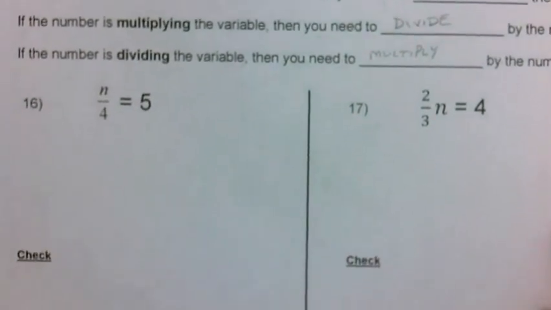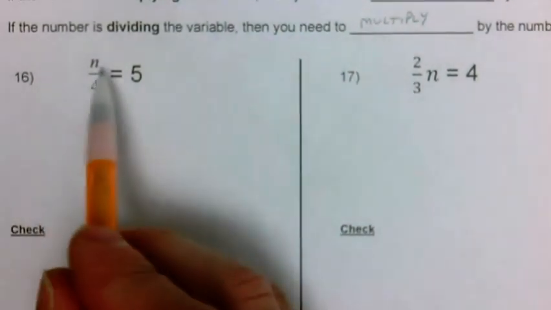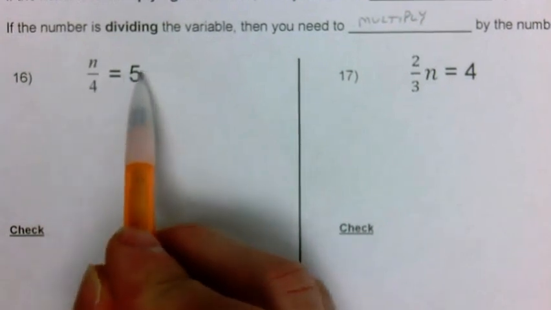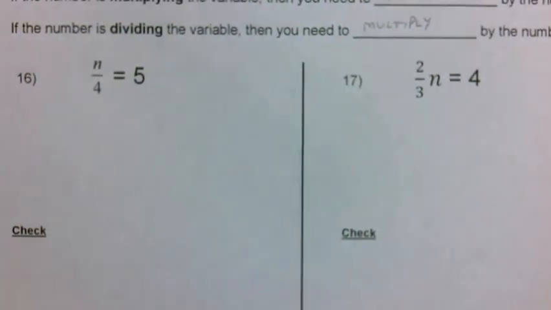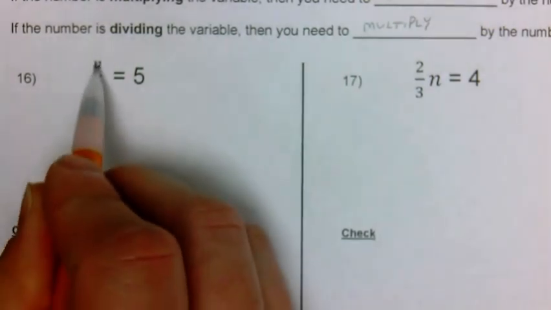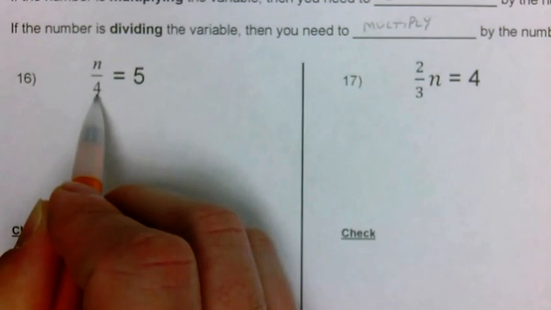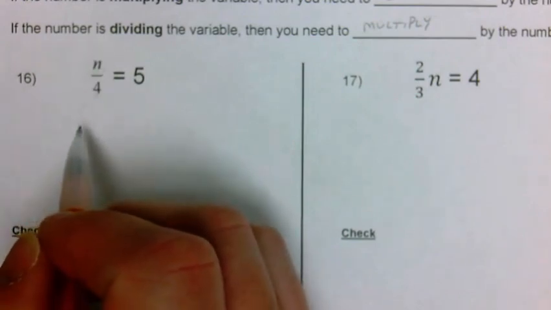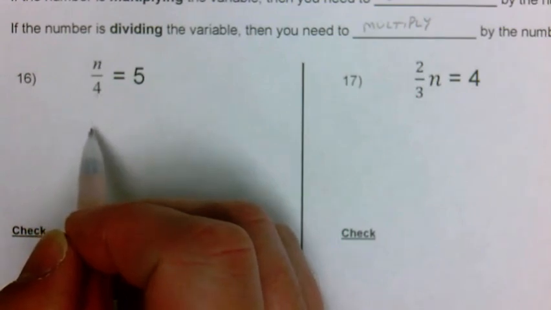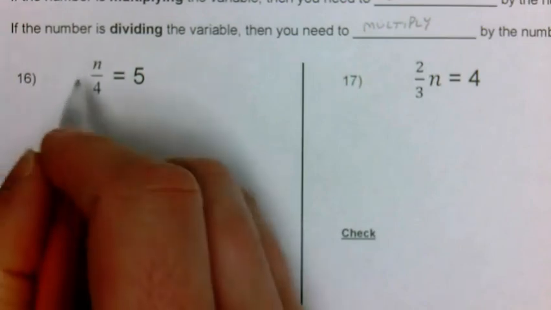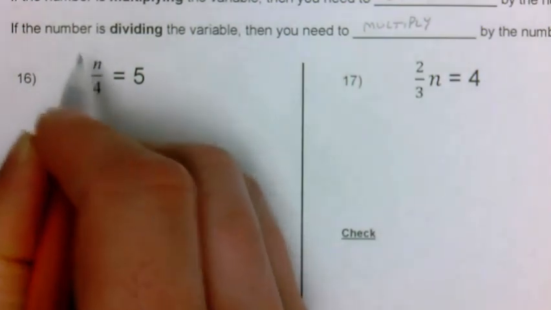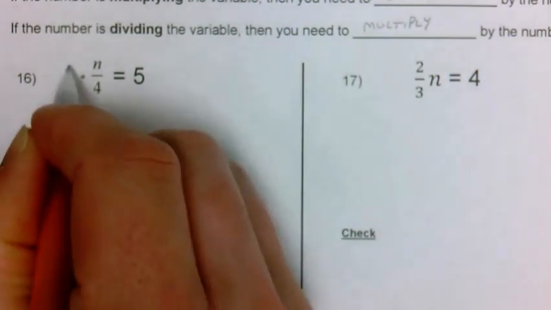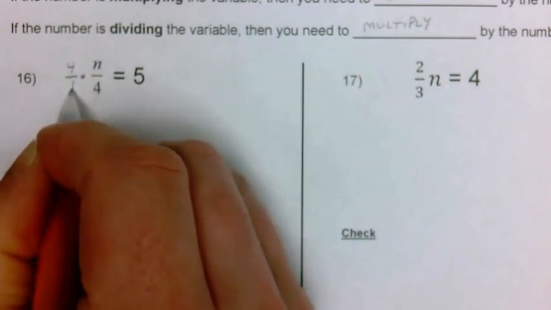So if we look at example number 16 right here, n is being divided by 4 and it's equal to 5. N divided by 4 equals 5. What we're going to do here, since our variable is being divided by 4, this is really 1/4 of the value of n. Okay, and I don't want 1/4 of the value of n, I want what the value of n is, 1n. So, since I'm dividing by 4 with my variable here, I'm actually going to multiply by 4, which is the same as 4 over 1.